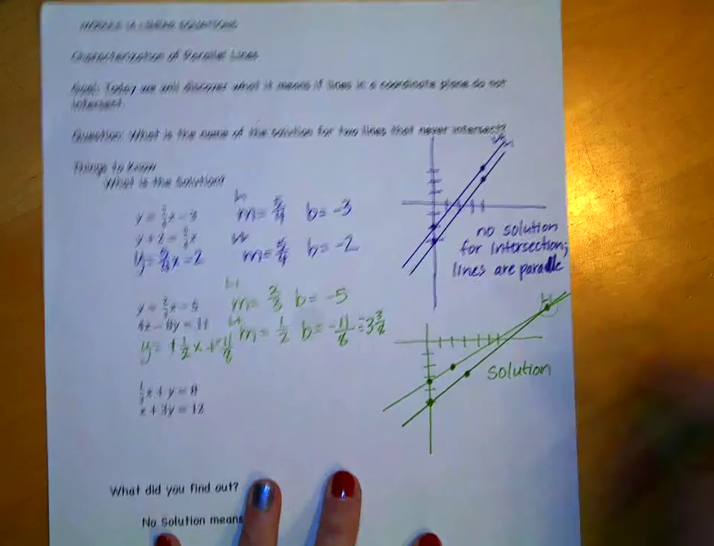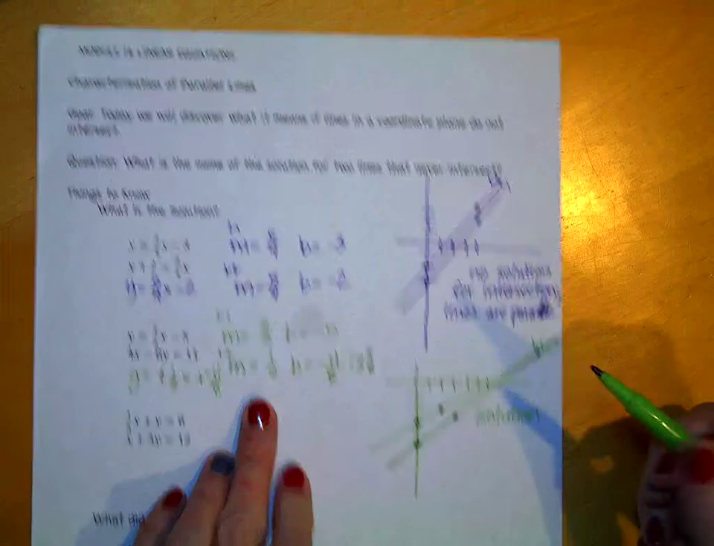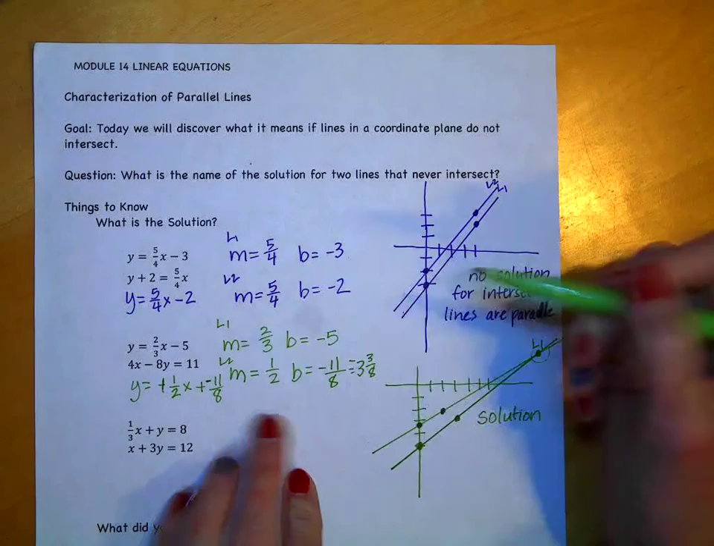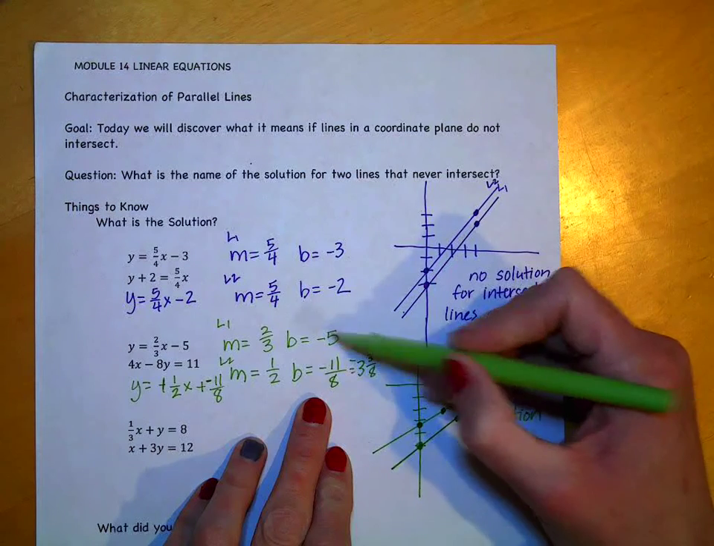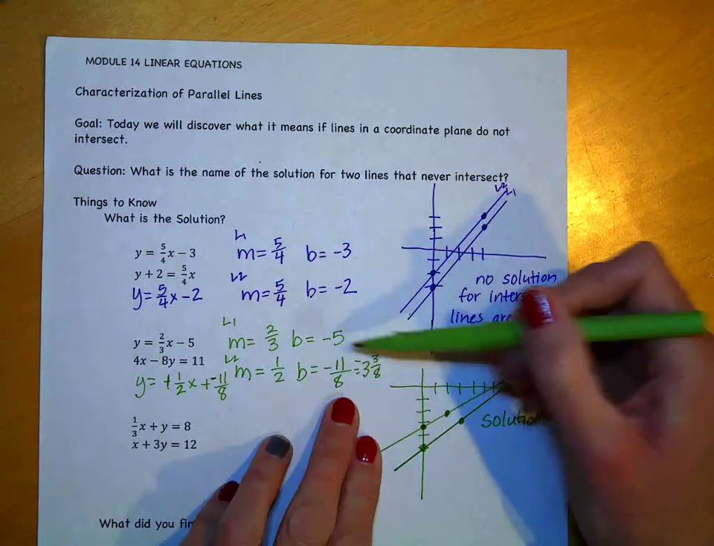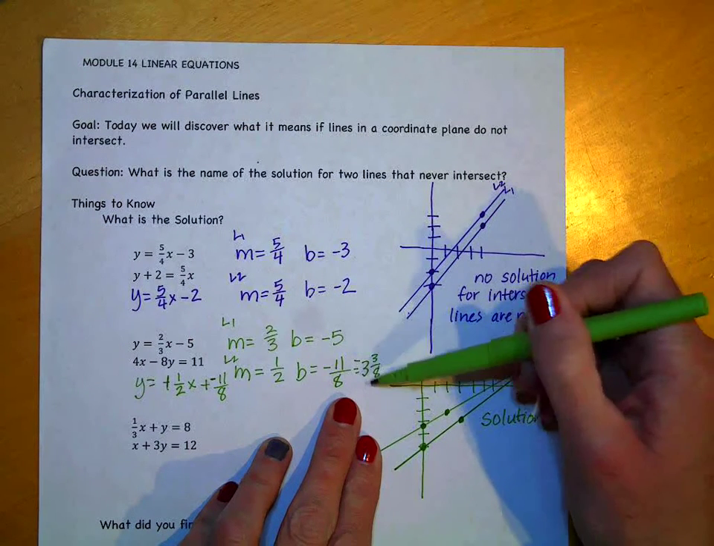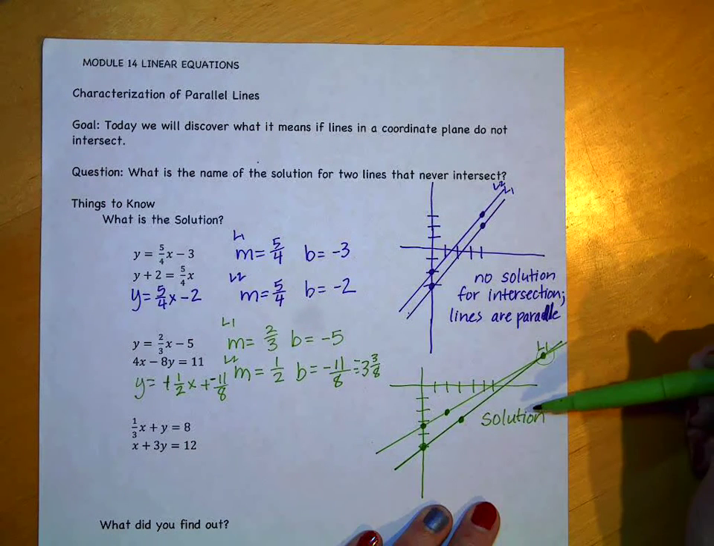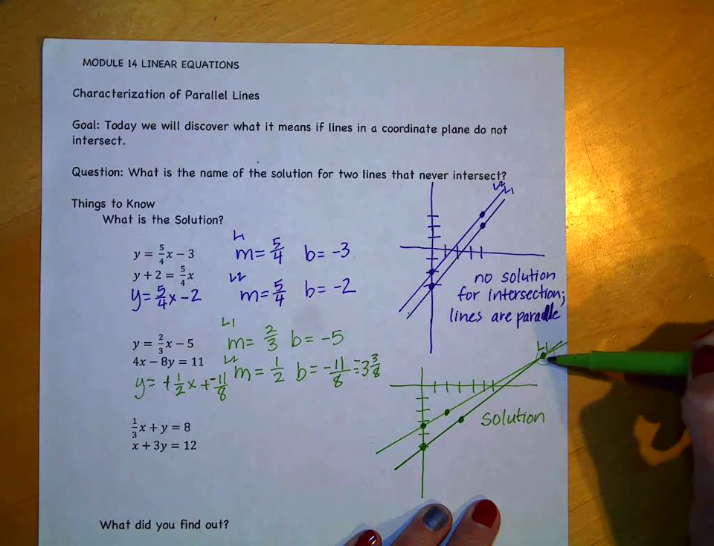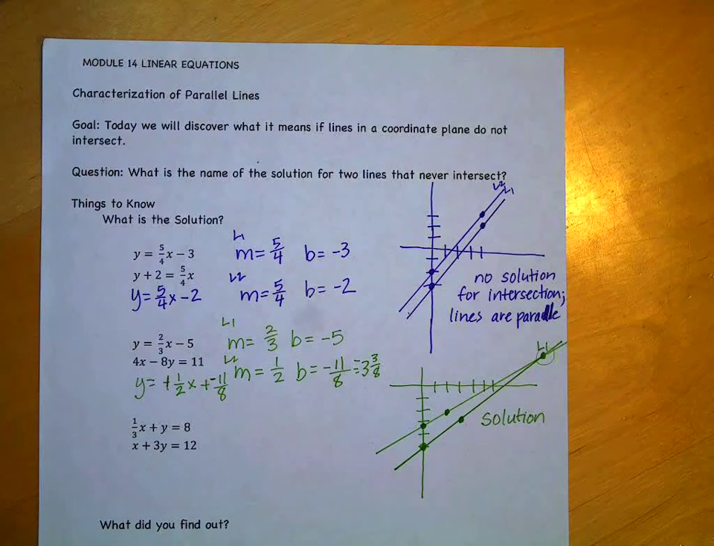But now you see that for these 2 lines there is a solution, and let's notice something. The reason why there's a solution: are their slopes the same? Nope. Are their slope-intercept forms the same? Nope. So when you have different slopes and different y-intercepts, you're most likely going to come up with a solution to the system. And the solution to the system is the actual point where they intersect. Okay, so that was good to see.